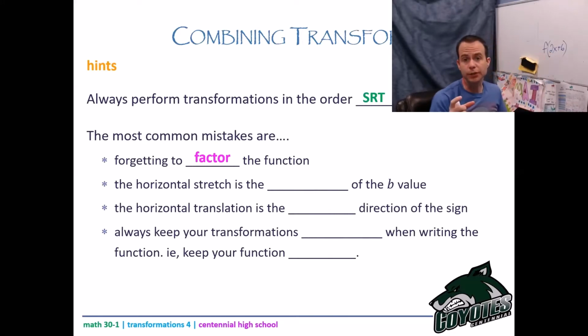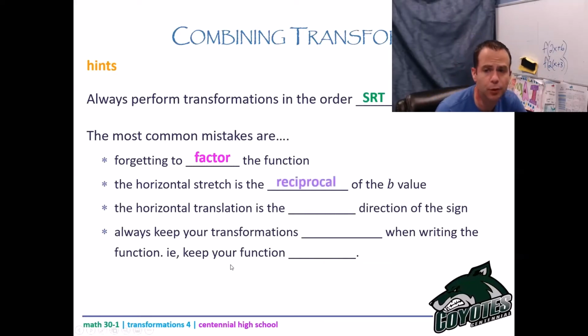Okay, so let's talk about that for a second. It doesn't actually affect my horizontal stretch. My horizontal stretch is going to be 1/2. So you're going to get that right, but you're not going to get the horizontal translation right, because right now you're going to tell me, oh, I'm translating 6 units to the left, but you're not, because that 2 hasn't been factored out yet. You have to factor that 2 out, and that's going to be x plus 3. So now really what happens is the horizontal translation is 3 units to the left. Okay, so super important that you remember to factor the function.